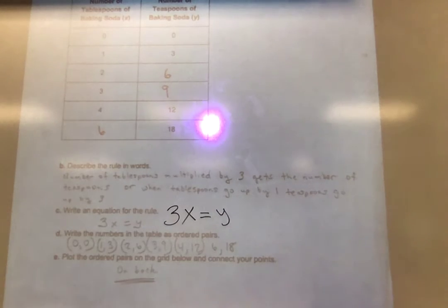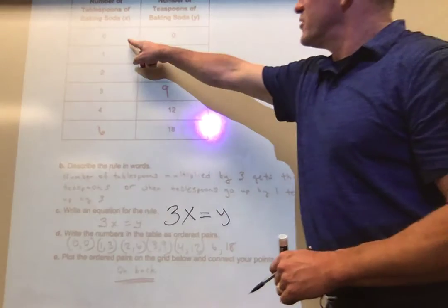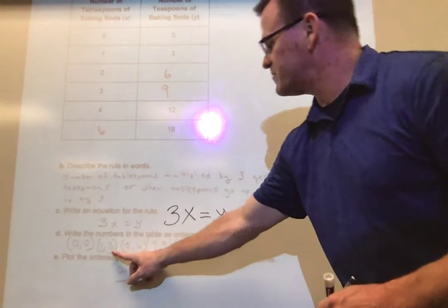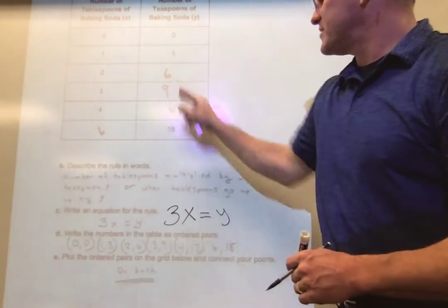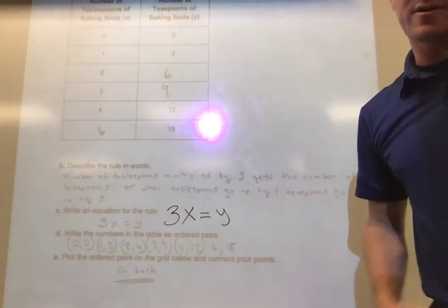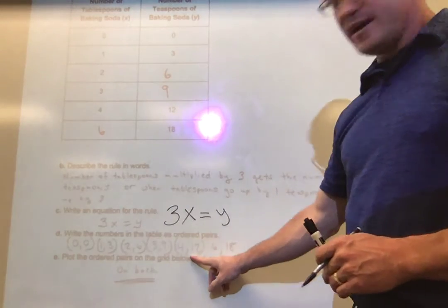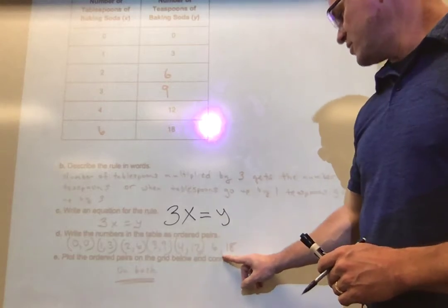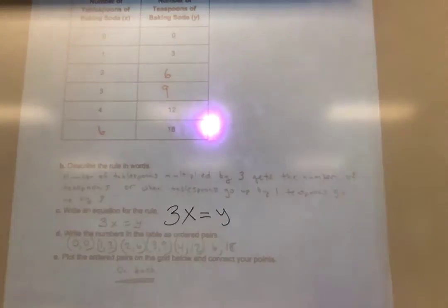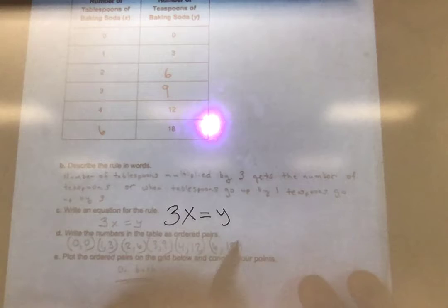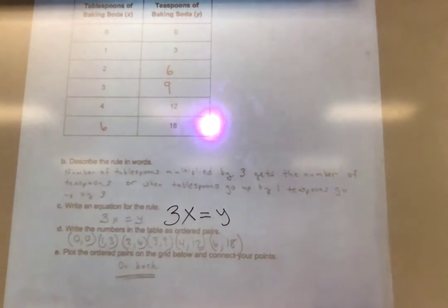Okay. Now, the next thing in D, it says write the numbers in the table as ordered pairs. All right, so this would be ordered pair 0, 0, ordered pair 1, 3, ordered pair 2, 6. Again, we're getting ready to graph this on the x and y axis. Ordered pair 3, 9, ordered pair 4, 12, and ordered pair 6, 18. Get those around there. And I'm just going to graph these points, guys.